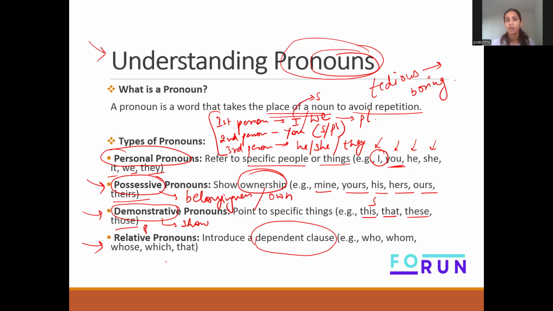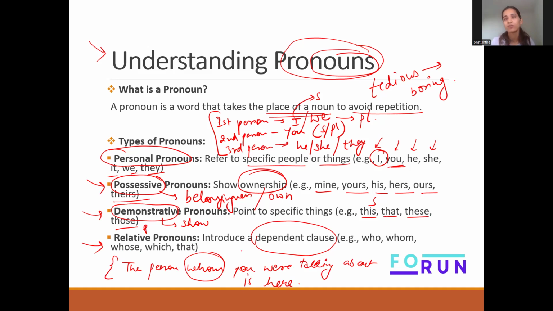I can give you a sentence for it. For example, I want to write: the person whom you were talking about is here, right? So it seems a little bit of a different kind of sentence, something that we have not really done, but it uses a relative pronoun. So this is something that probably you won't have to use that much initially, but always try to make and create sentences from here. Again, practice is the key.